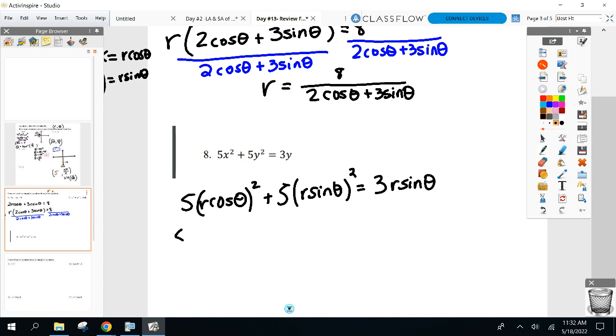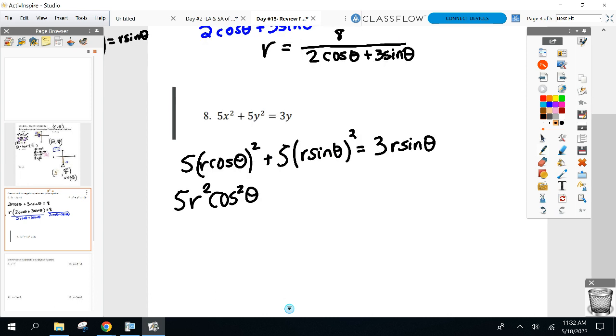So nothing's happening with the 5. You remember how to use the squared here? You square both the r and the cosine, right? So 5, r squared, and cosine squared theta. That's how I write it when I square it. Both get squared. Plus, nothing's happening with the 5. R squared, sine squared. And don't tell me you're not doing some hardcore math here. Some higher level here. All right, your next move.